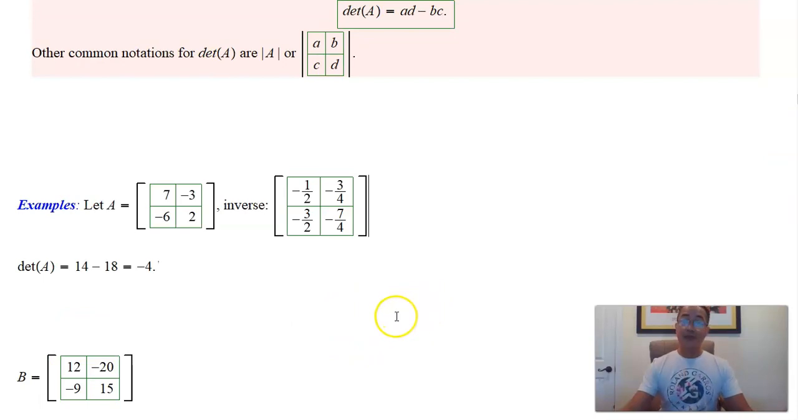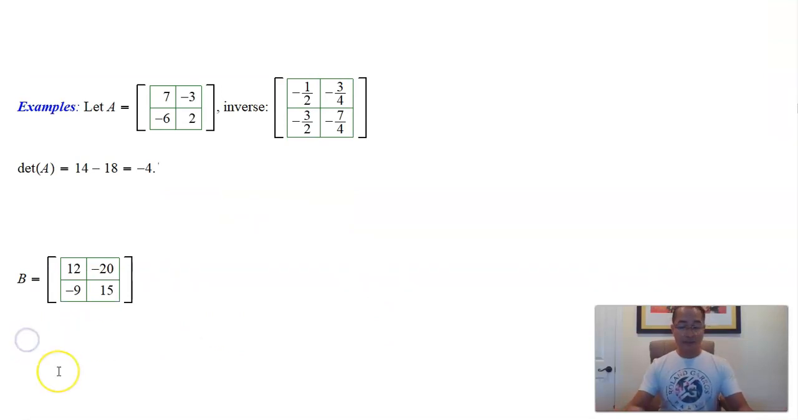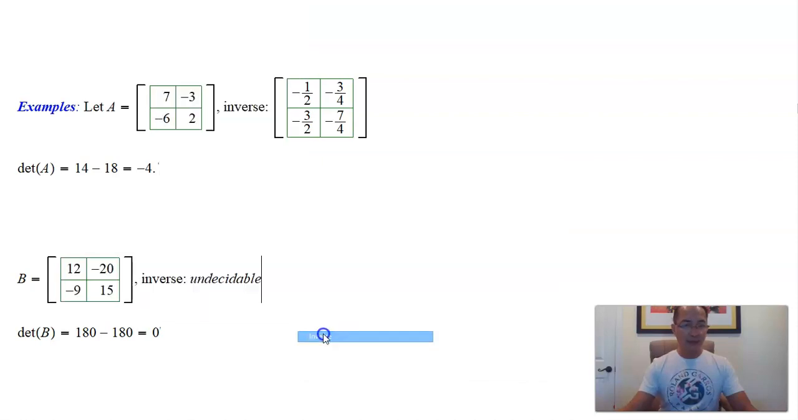While we're on the subject, here's a follow-up matrix. So we have this matrix, and now what is its determinant? This time, 12 times 15, that is 180, minus 9 times 20, that turns positive, also 180. So of course, that determinant is 0. This matrix is not invertible. Does Maple agree with us? Compute matrices inverse. Undecidable. That is Maple's way of saying that, no, I don't recognize that matrix as invertible.